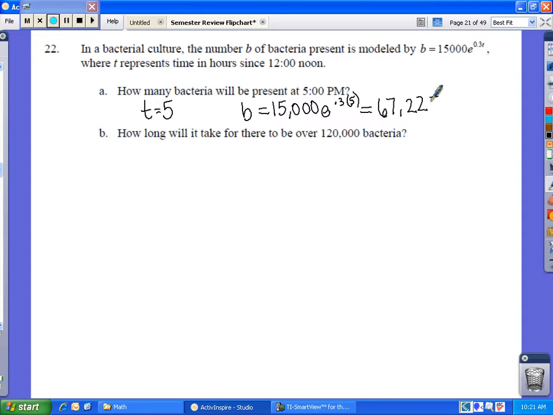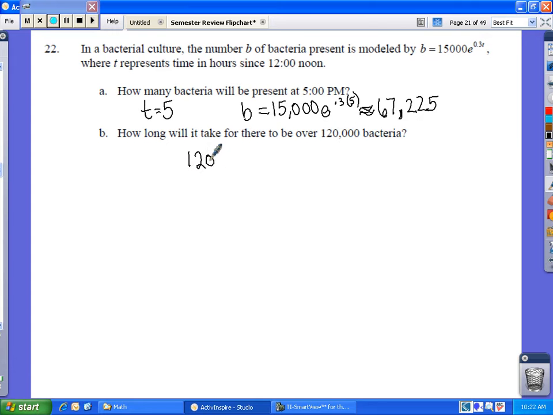Now, if you wanted to put the decimal, you could, but remember, we can't really have a decimal value for bacteria, so you are just going to say that there is about, so you're going to put a squiggly equals, that's the about, 67,225. Letter B asks, how long will it take for there to be over 120,000 bacteria?